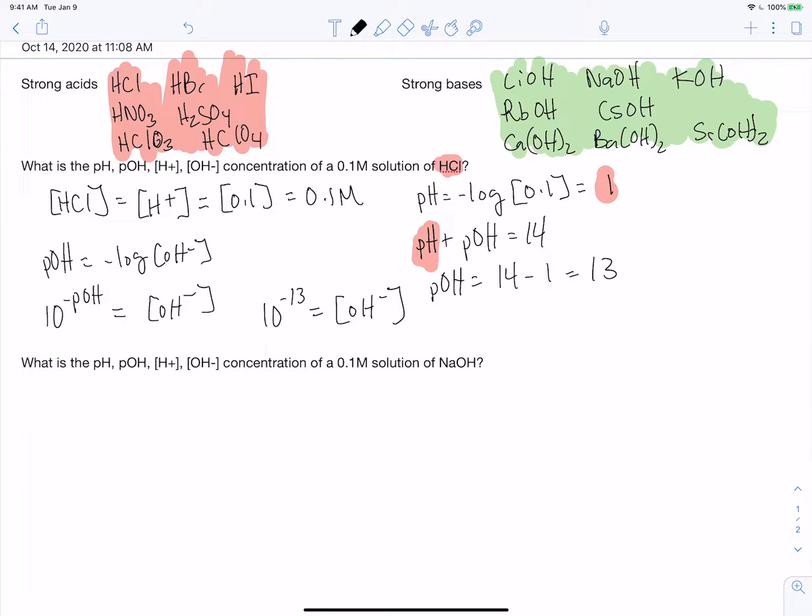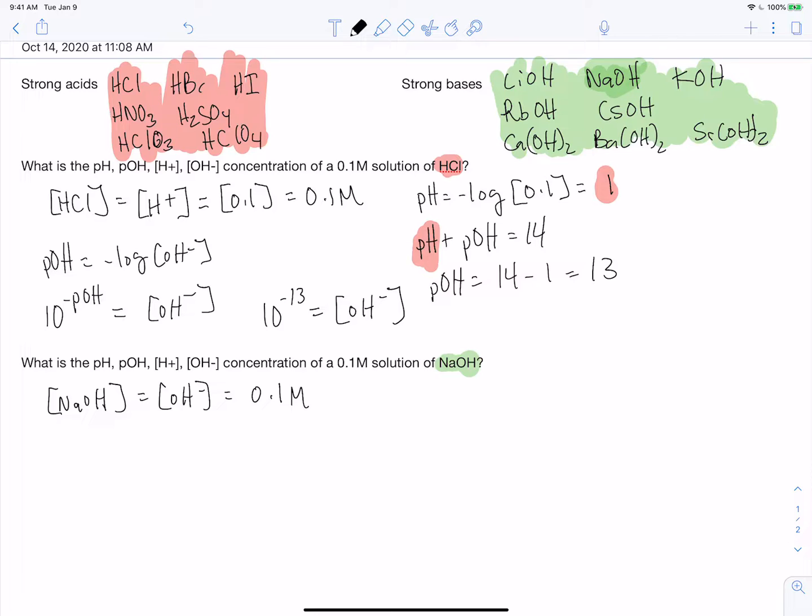And the same thing is more or less true for hydroxide. So again, I know that this is a strong base because it's on my strong base list up here. There's sodium hydroxide. The difference here is that we're looking at a strong base, so the concentration that we're given for the strong base isn't equal to the hydronium concentration, it is instead equal to the hydroxide concentration. And so that's just 0.1 molar. And then the calculation becomes very similar at this point.